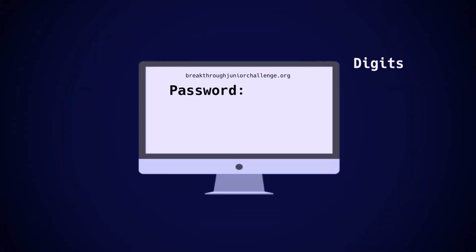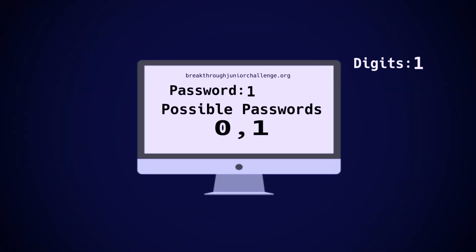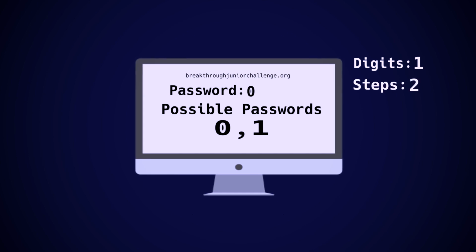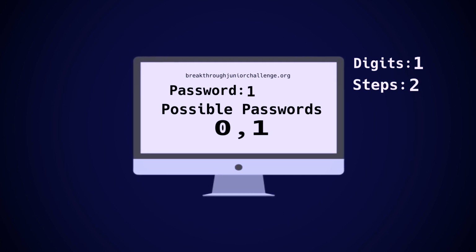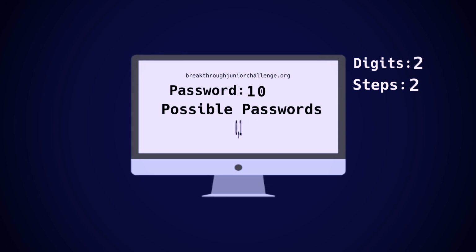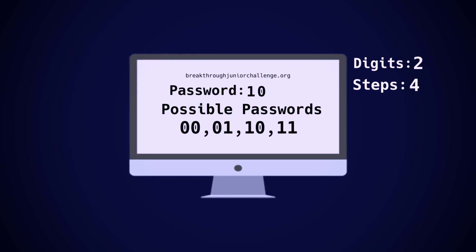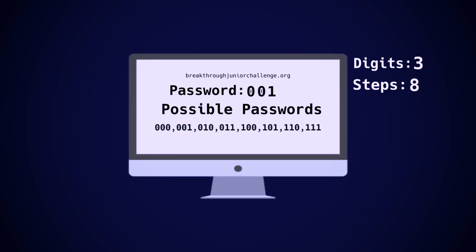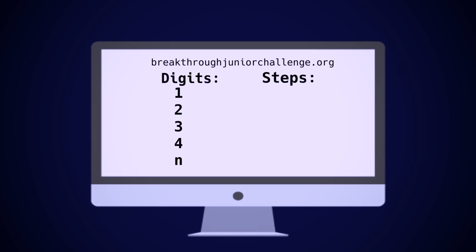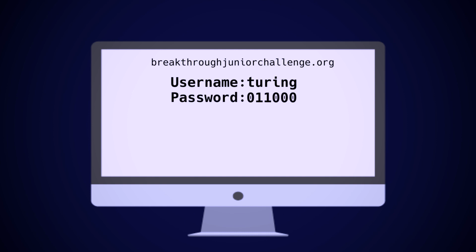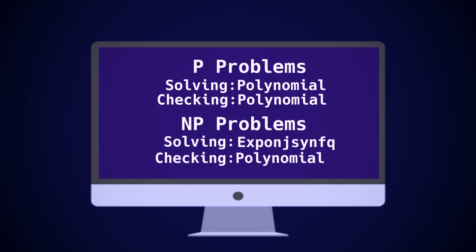Let's say a computer has to guess a one-digit password that can be 0 or 1. It would take at most 2 steps to find the password. However, if we increase the number of digits to 2, the computer now has to go through 4 combinations. For 3 digits, it would be 8. We can see that for n digits, the number of possible combinations becomes 2 to the power of n. However, if you enter a correct password, the computer only checks each digit once to check if the password is correct. Therefore, finding a solution is difficult, but checking a solution is easy.